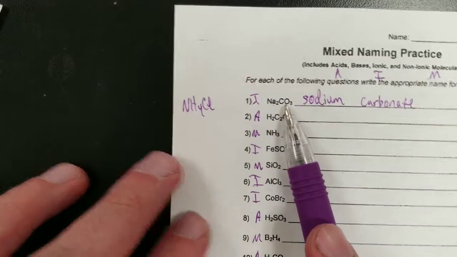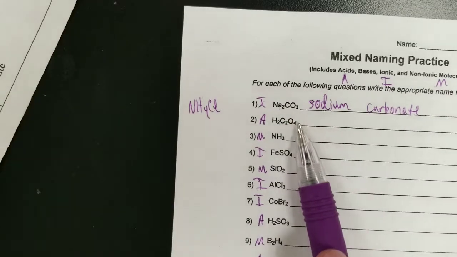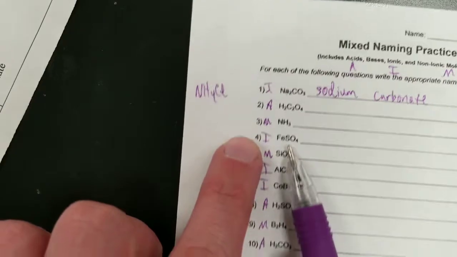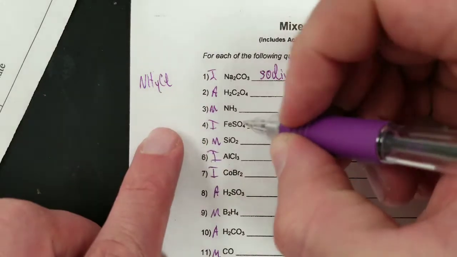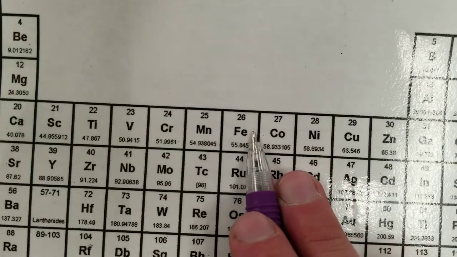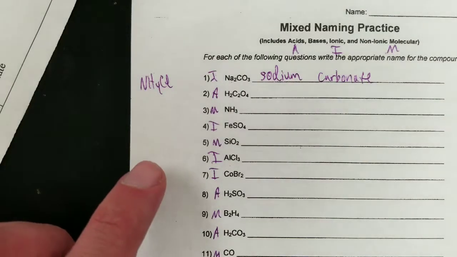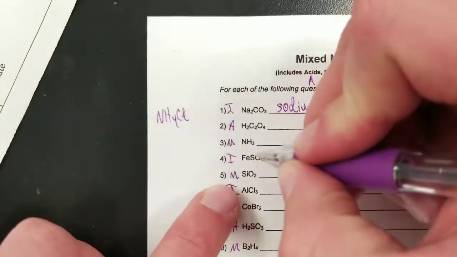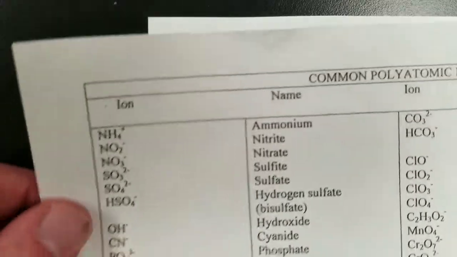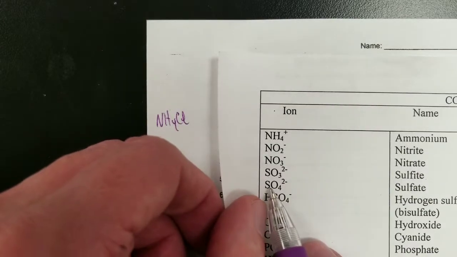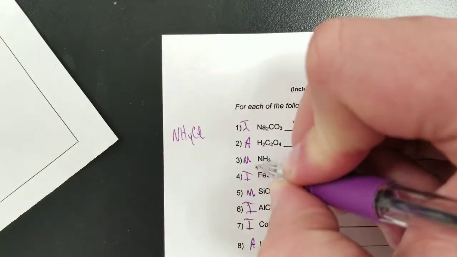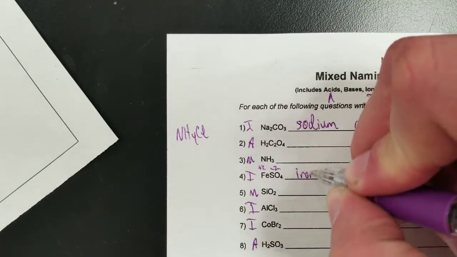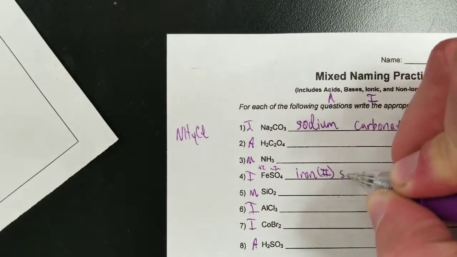Okay, let's go through these one at a time. I think maybe I'll do all the ionic ones first. Iron and a sulfate. If I ask you the charge of iron, you don't know, because it's a transition metal with variable charge. So I have to figure out what the charge of iron is in this iron sulfate. I look at the list of polyatomic ions, because that's sulfate right there, and I see it's a -2 charge. So the sulfate's a -2, therefore the iron must be a +2. So I'm going to call it iron, Roman numeral 2, sulfate.